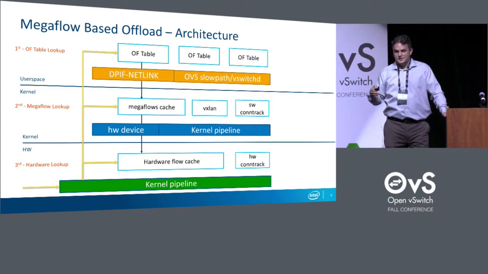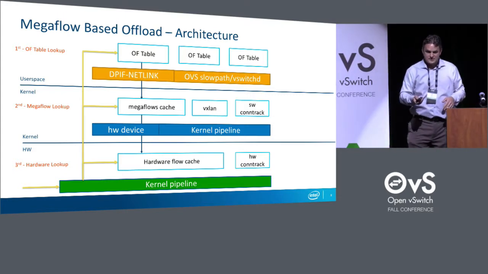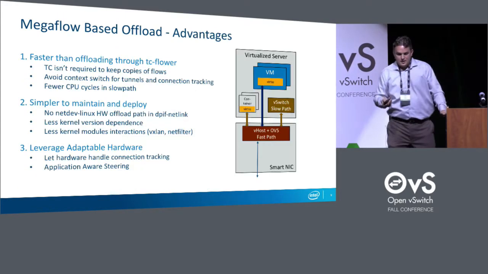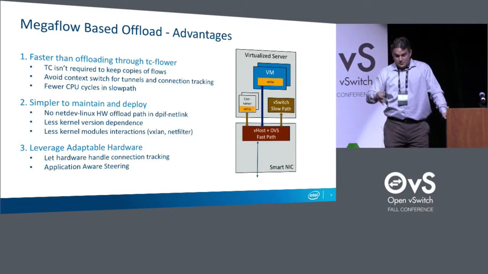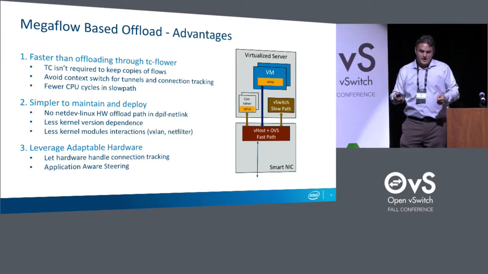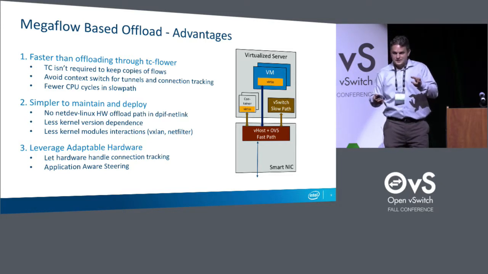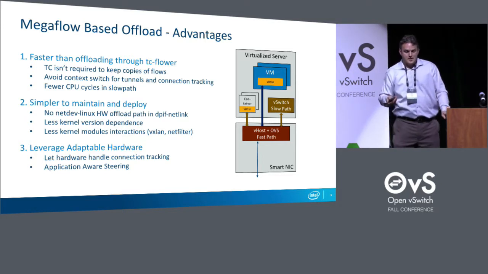And it was a nice improvement in terms of performance without having to go and sort of forklift change OVS in lots of different ways. And so, it was sort of better than TC-Flower in terms of updates per second. And it was simpler because we were able to remove a bunch of kernel dependencies that TC-Flower had put upon us. And it was able to leverage a new hardware feature that we added that made connection tracking work better.